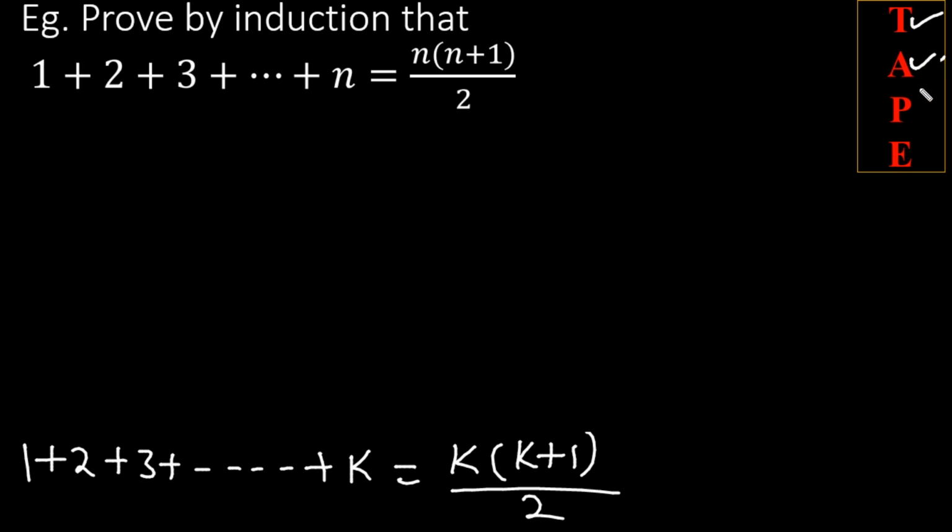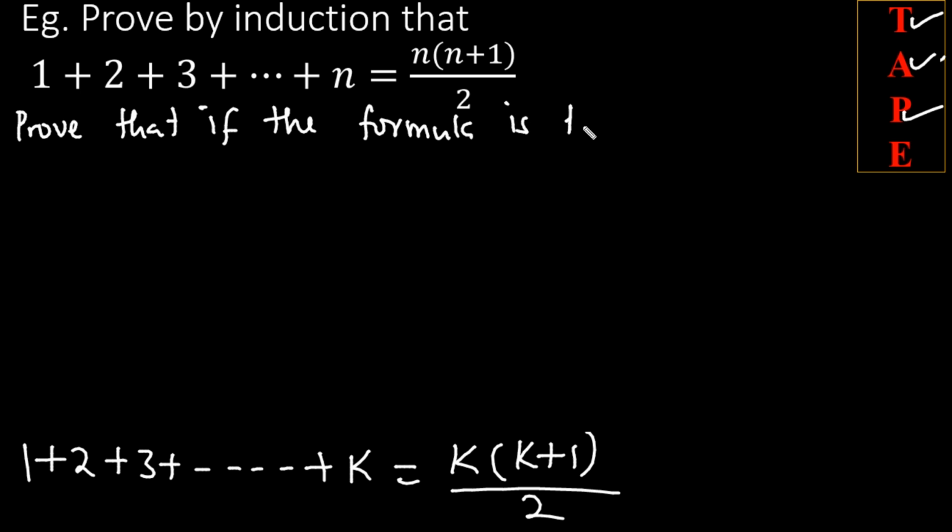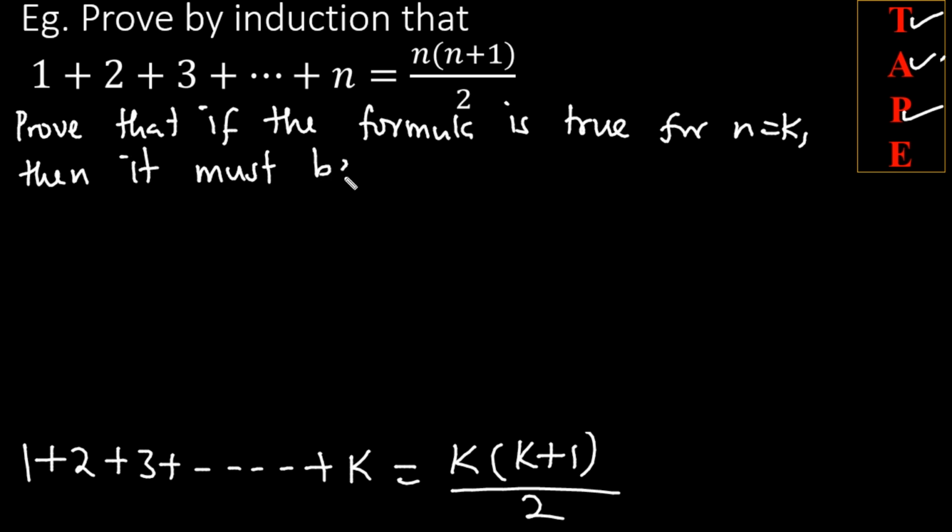Now we said that step number 3 is to prove that if the formula is true or valid for n is equal to k, then it must be true for n is equal to k plus 1. What does that mean? Where I see n, I'm going to substitute k plus 1 into my formula.